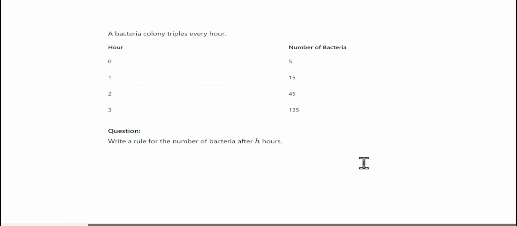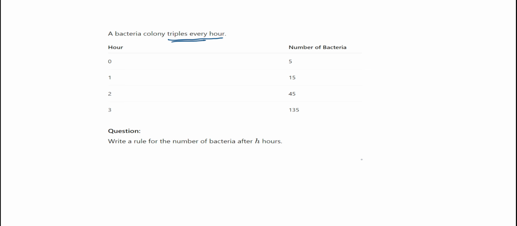Okay, a bacteria colony triples every hour. So they've told us explicitly there that it's exponential. So it triples, so our rate of increase is going to be 3. And H is the number of hours. So rule for the number of bacteria after H hours. So we still want it, the amount of bacteria is going to be equal to the initial amount times the rate to the power of H. Let's sort of test that.